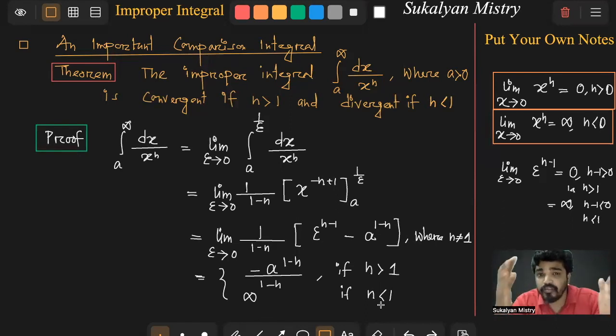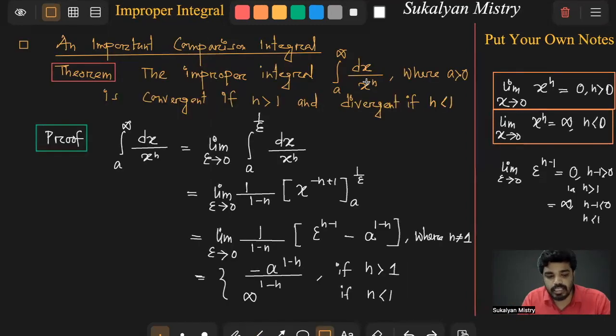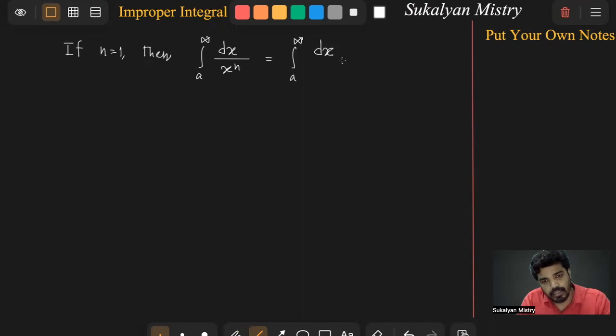Now what about if n is equal to 1? যদি n is equal to 1 হয় তাহলে কি হবে দেখো. So if n is equal to 1, so what do we get? Then the integral becomes, so just you put n is equal to 1, so what we get? Then integral a to infinity dx by x to the power n, that equals integration a to infinity dx by x, because we put n is equal to 1.